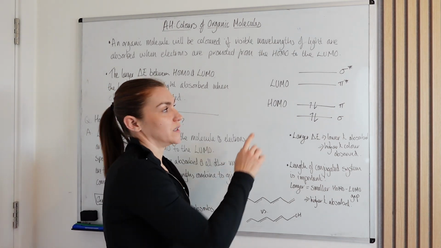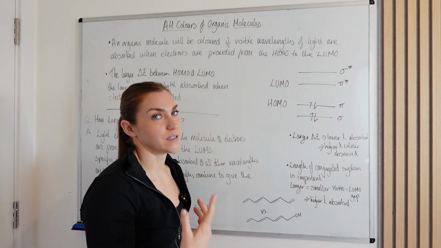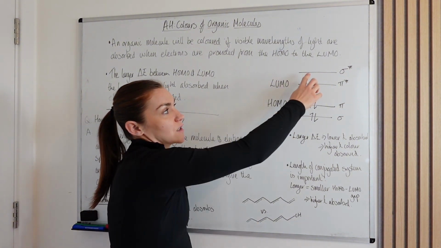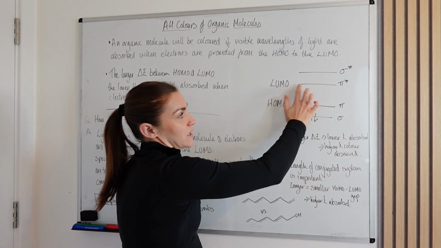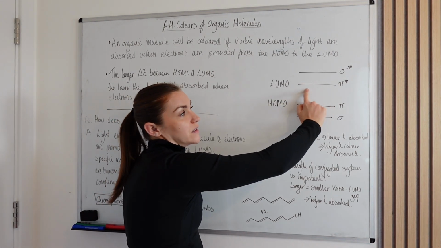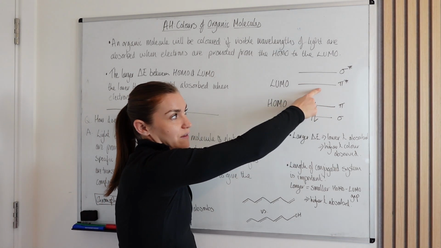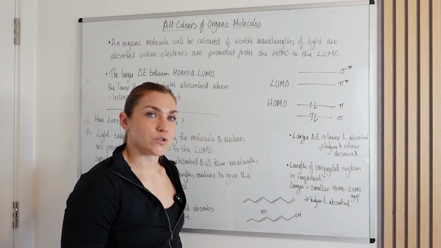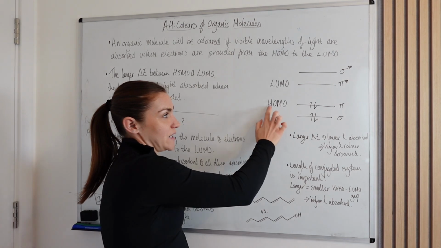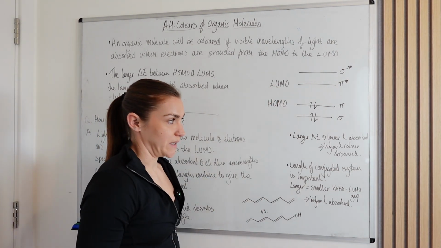The LUMO is the lowest unoccupied molecular orbital, and that's the lowest down molecular orbital that doesn't have any electrons in it. So in this diagram, this is our LUMO here, because there are no electrons in that, and that's the lowest energy molecular orbital that doesn't have electrons in it. So it's as straightforward as that, really. Highest occupied and lowest unoccupied.